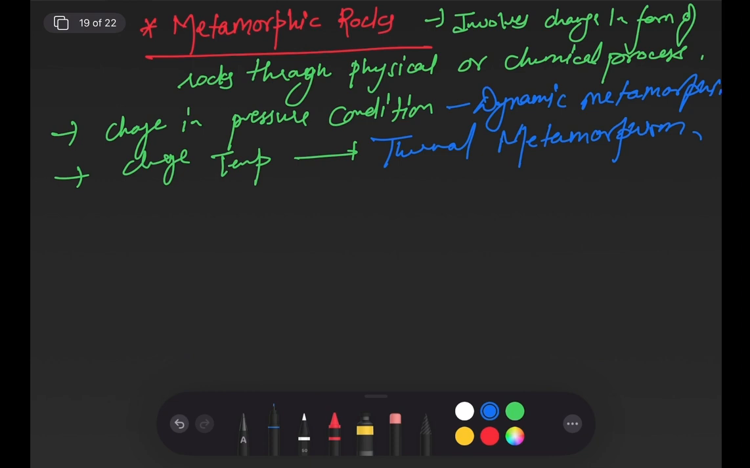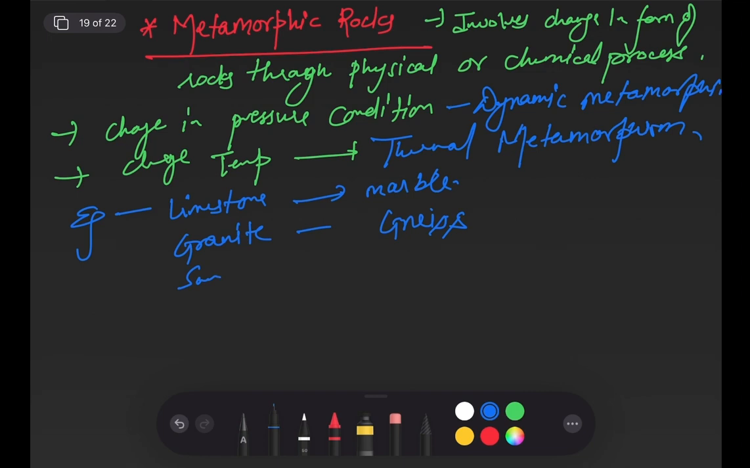Examples of metamorphism: limestone changes into marble, and granite changes into gneiss. Sandstone changes into quartzite. These are all examples of metamorphism.